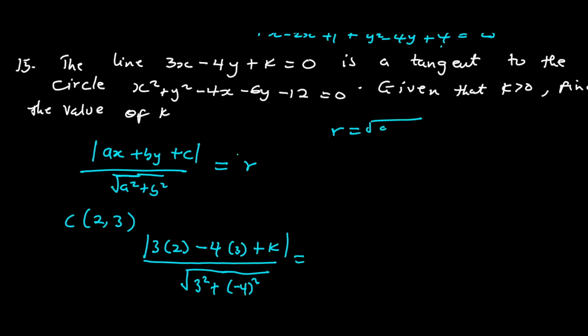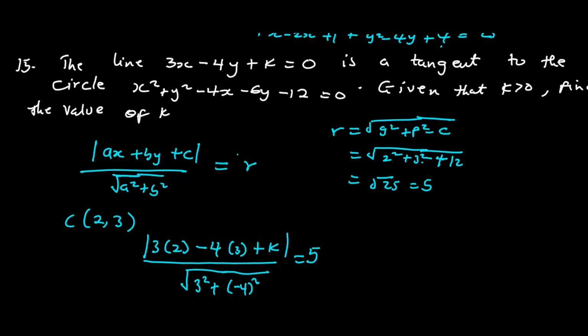Now we need to find our R, but we know our R is given by the square root of j squared plus f squared minus c. So in our case, we have 2 squared plus 3 squared, minus, so our c here is this, so minus 12 will give us positive 12. So we have 2 squared, which is 4, plus 3 squared, 9. That will give us 13, plus 12 gives root of 25, and that will give us 5. So our R is 5.